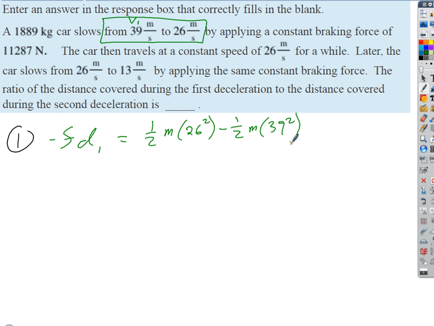What about the second slowdown? So we'll make that one red. That's the one that's going from 26 to 13. But it tells us it's the same constant braking force, right? So the same frictional force, okay?